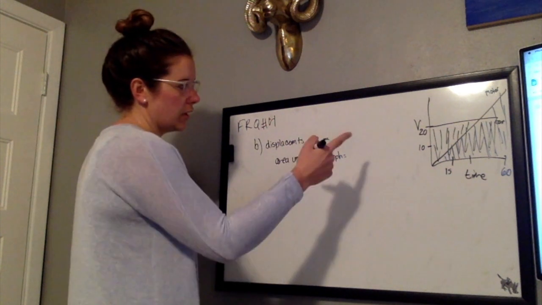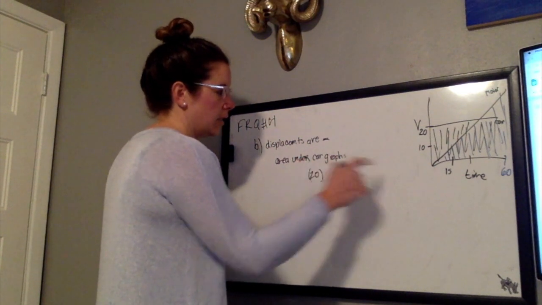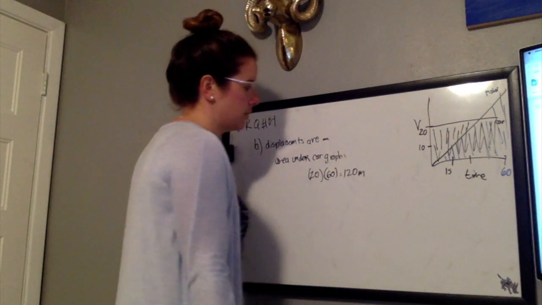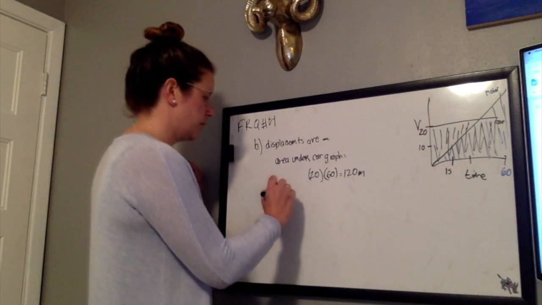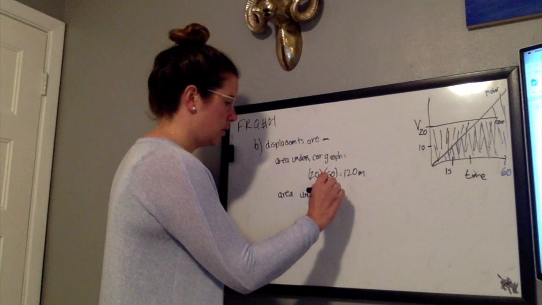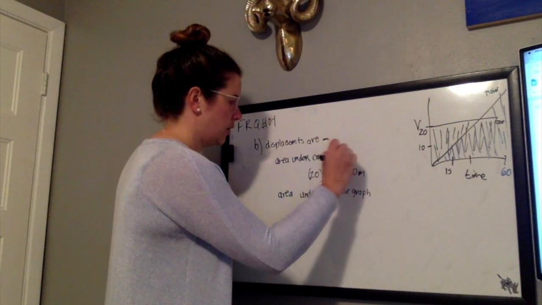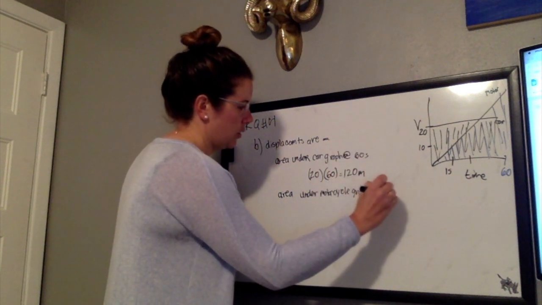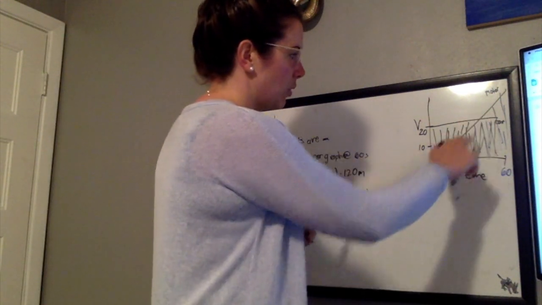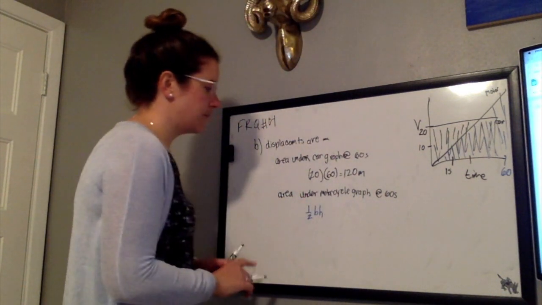The area is equal to, it's a rectangle, so we have the height here is 20, times the base is 60, don't need to do any conversions, is 120 meters. What about the motorcycle? Cool. So the motorcycle at 60 seconds, it is a triangle. So there's a blue area here. Area for a triangle is 1/2 base times height.